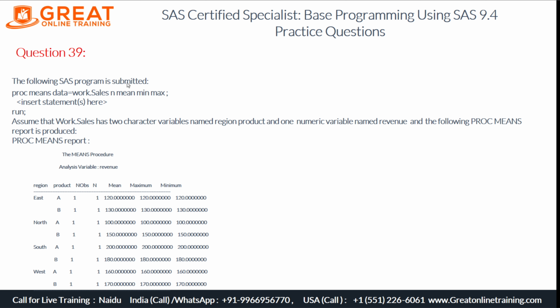But if we have not mentioned the statistics, by default we will get some default statistics. They are n, mean, standard deviation, minimum and maximum. This is very important. This is also a base SAS certification question. So you have to remember n, mean, standard deviation, minimum and maximum are the default statistics that are produced in proc means. Now let's observe the report first of all.